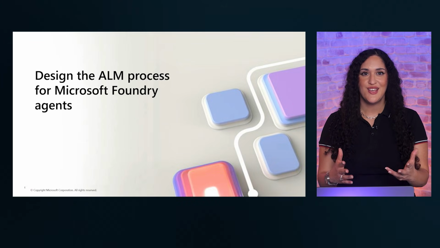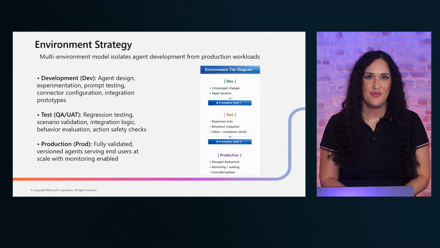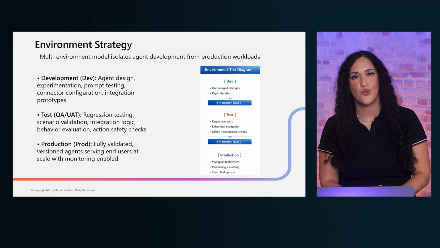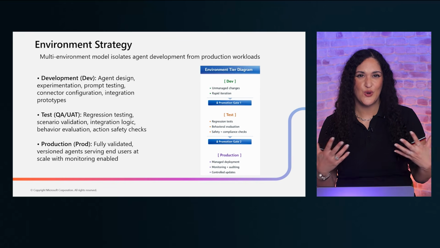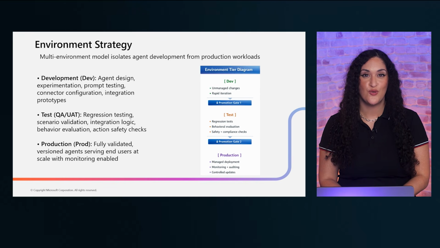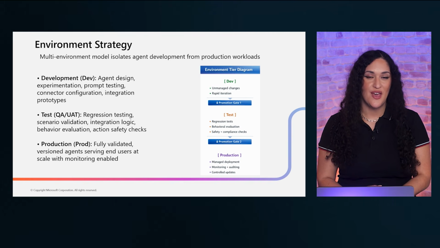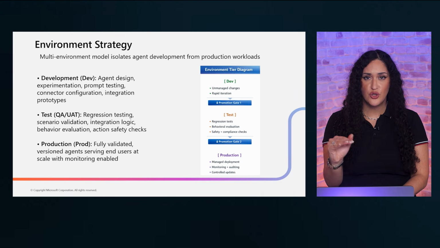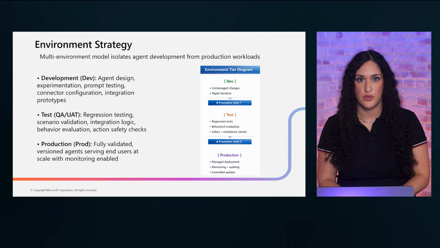Now let's turn to designing the ALM process for Microsoft Foundry agents. A multi-environment model is essential for isolating agent development from production workloads. In development, you handle agent design experimentation, prompt testing, connector configuration, and integration prototypes. In test, you focus on regression testing, scenario validation, integration logic, behavior evaluation, and action safety checks. In production, you serve fully validated, versioned agents to end users at scale with monitoring enabled.